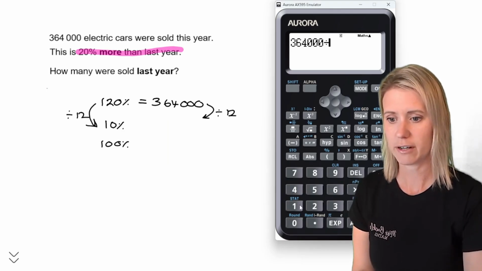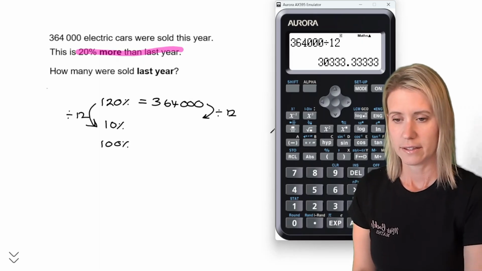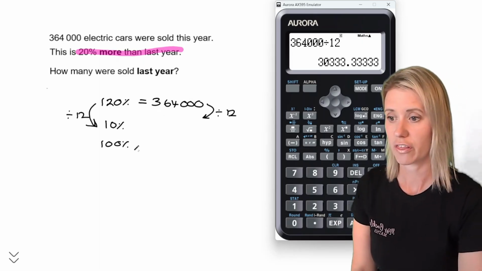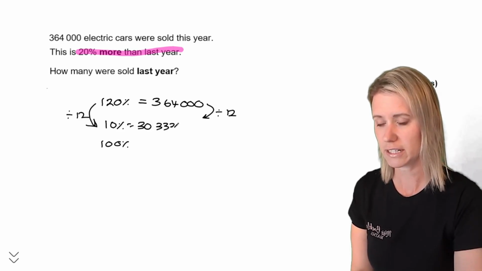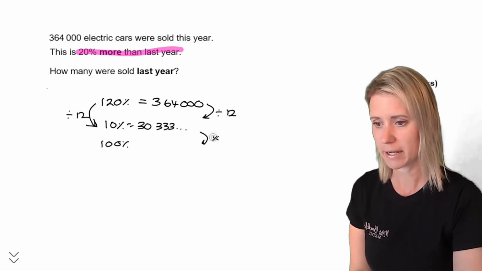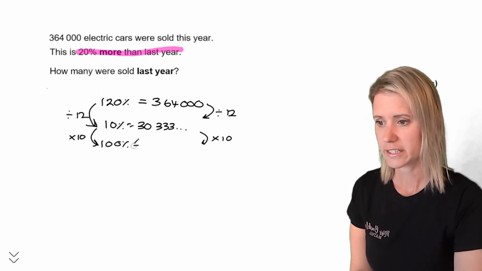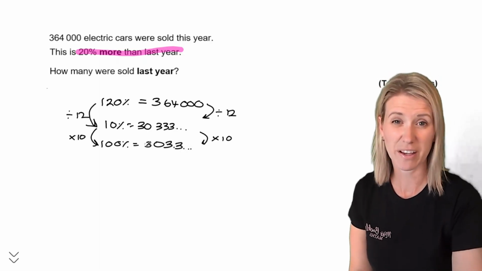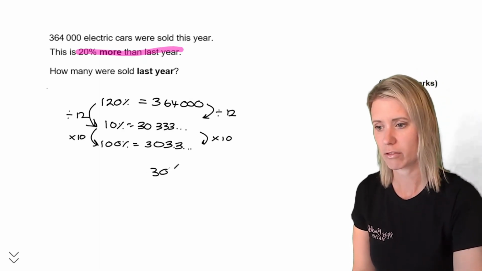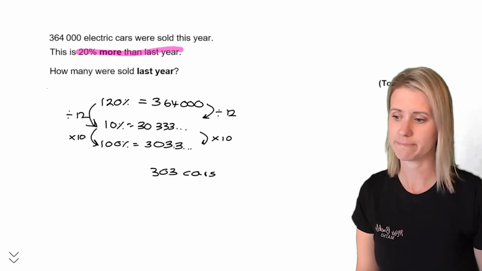364,000 divided by 12 is 30,333. Once again, do not round. 30,333. And we need to times it by 10. Which is going to give us 303.3 ... Right, this is cars this time, so we can't sell 0.3 of a car. It's going to be 303 cars. 3 marks for that question.